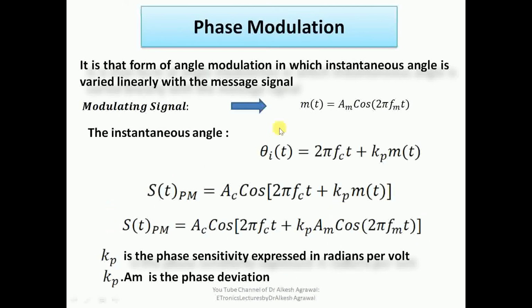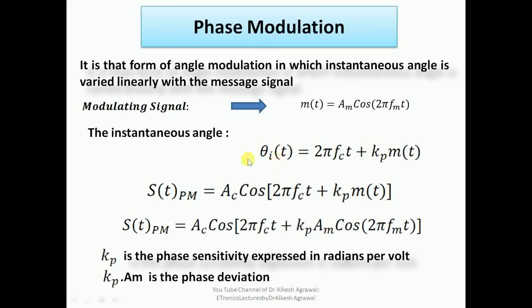Now let us discuss phase modulation. According to our basic definition, it is the technique in which the instantaneous angle is varied linearly with the message signal. So this is our message signal, m(t) = Am cos 2π fm t. Now what is the instantaneous angle, theta i(t)? It comprises the frequency and this phase. Now this phase is replaced by the message signal with another factor kp. So the instantaneous angle theta i(t) is equal to 2π fc t + kp m(t), where kp is the phase sensitivity and is expressed in radians per volt.